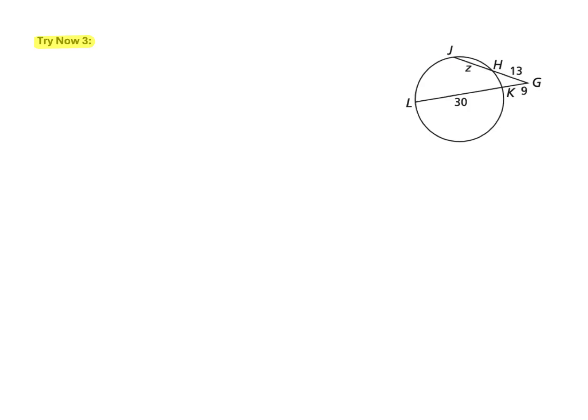Here's a problem similar to that with two secants. Go ahead and pause the video and give this one a try. Please pause now.